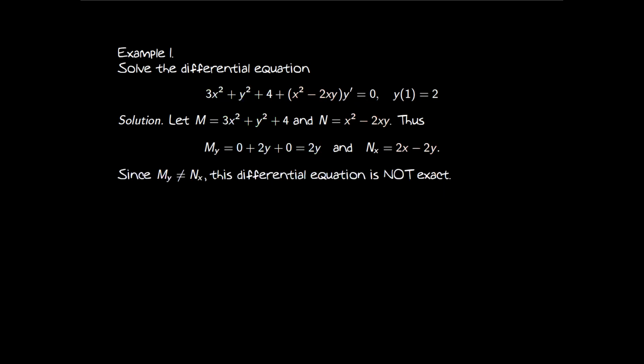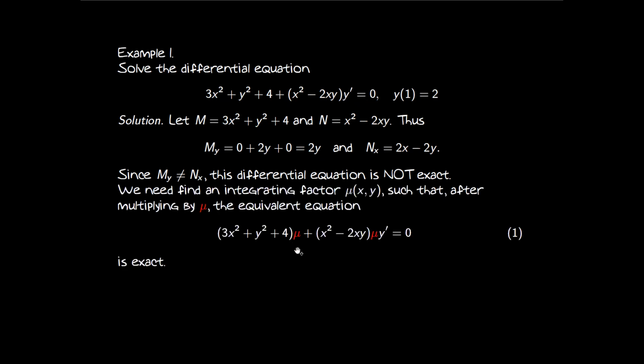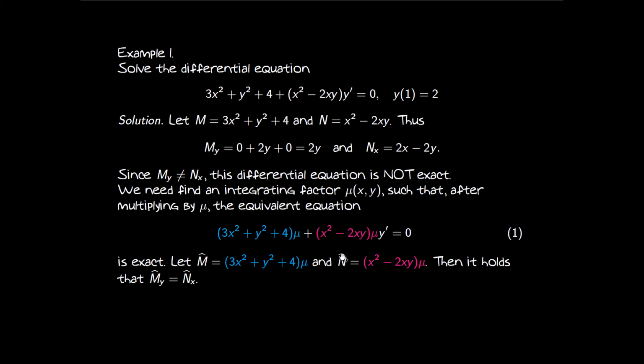Because we don't have any other approach to solve it, we'll try to convert this equation into an exact one by using the integrating factor. In particular, we're going to multiply a function mu to the equation, and we want this equivalent equation to be exact. That means if we denote the new coefficients by M hat and N hat, then we must have the y derivative of M hat and the x derivative of N hat identical. So this becomes a condition for the mu function.